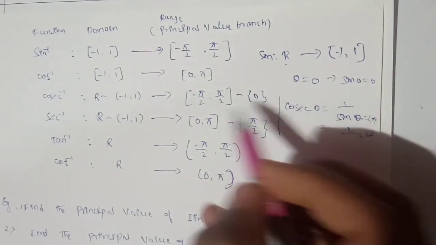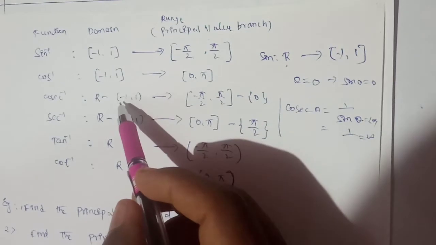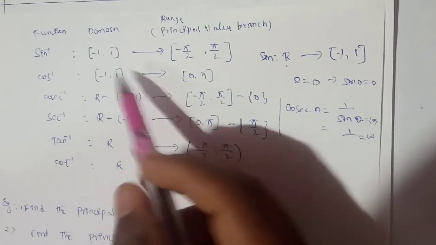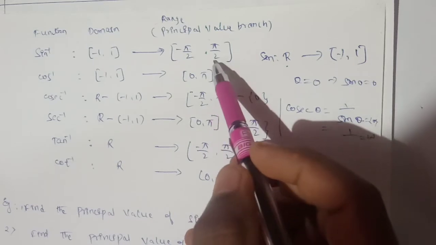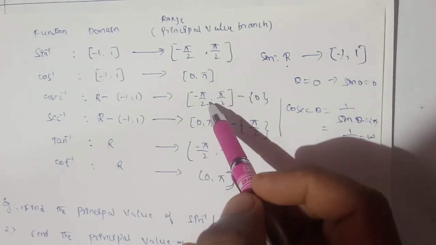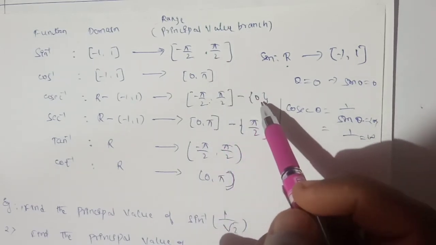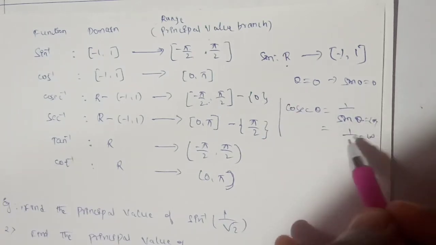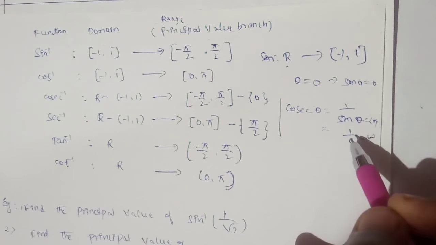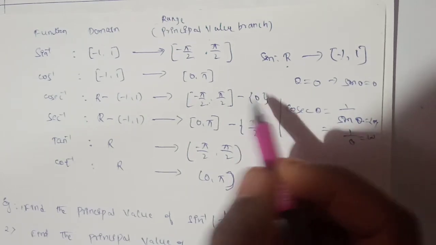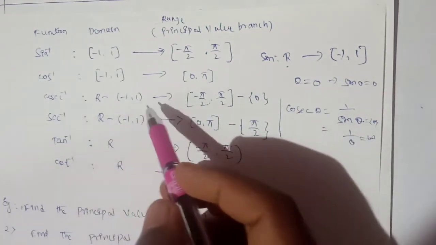Let us see cosecant theta. Here the domain is the set of all real numbers except -1 comma 1, and the range you can observe is minus pi by 2 comma pi by 2 except 0. Here I told you why except 0 is coming: if 0 comes, it is an undefined form, therefore except 0. And secant inverse is the same.